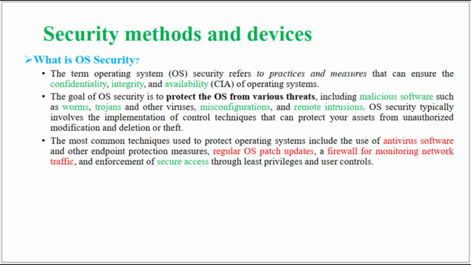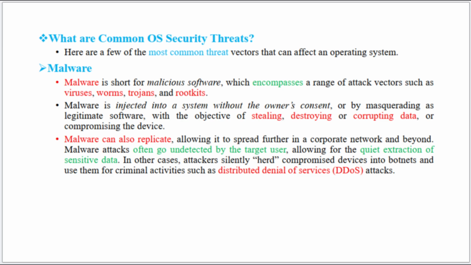OS security typically involves the implementation of control techniques that can protect the assets from unauthorized modification, deletion or theft. The most common techniques used to protect operating systems include the use of antivirus software and other endpoint protection measures, regular OS patch updates, a firewall for monitoring network traffic, and enforcement of security access through least privileges and user controls.